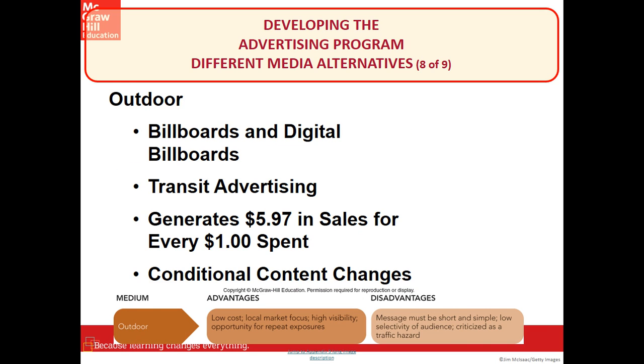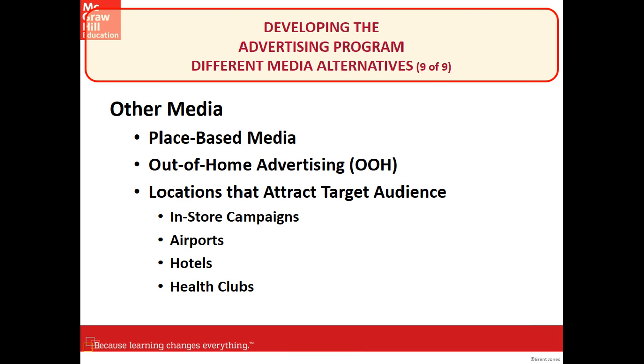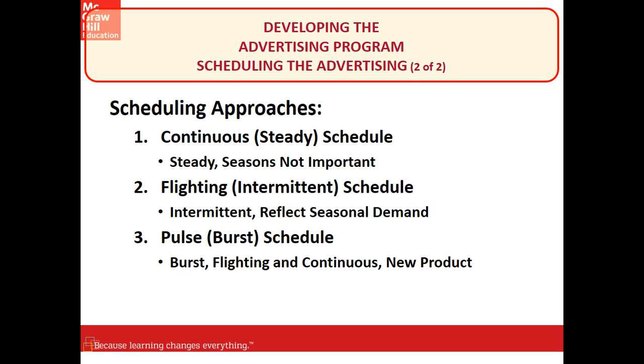Outdoor advertisement, billboards, digital billboards, transient advertising on buses, trains, okay? And pros and cons. Other media, place-based, out-of-home advertisement, and the locations that attract target audience in different places. And also in scheduling your advertisement, you can use a continuous or steady schedule, or you can use a flighting schedule versus a pulse or burst schedule. Make sure you understand what they are. Okay?